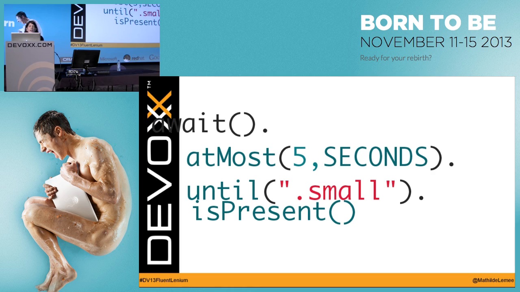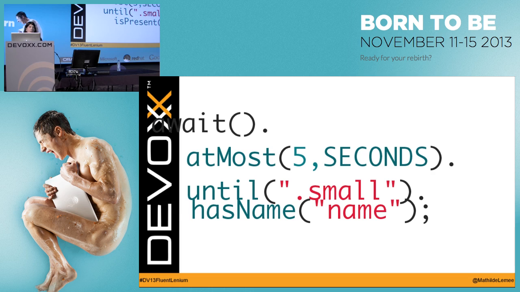So we provide, in fact, an API to await. It's always the same stuff. We say await at most, where you say the number you want, until something happens. You can put a function, a predicate here, but you can also use, again, the CSS selector to define some interaction with your page. So here it will be until I've got something with the class small on my page. If it appears before the 5 seconds, everything will be okay. If it's after, it will fail.